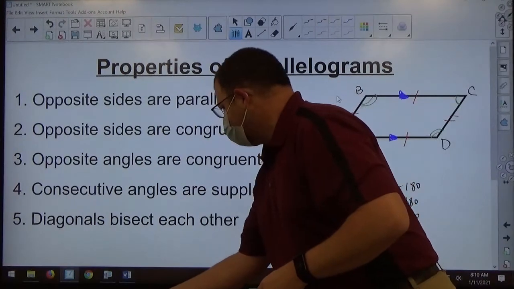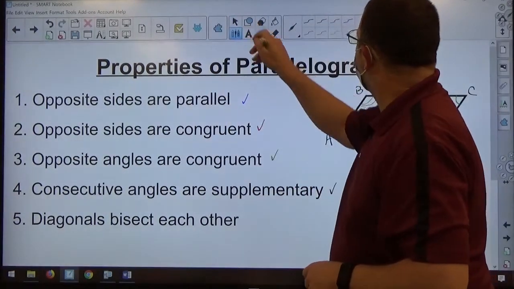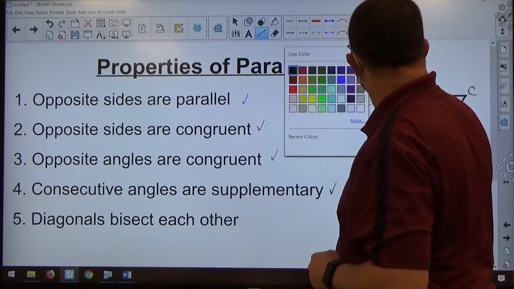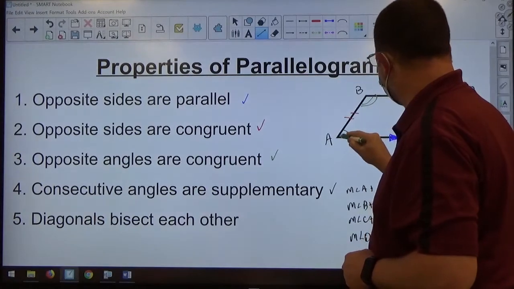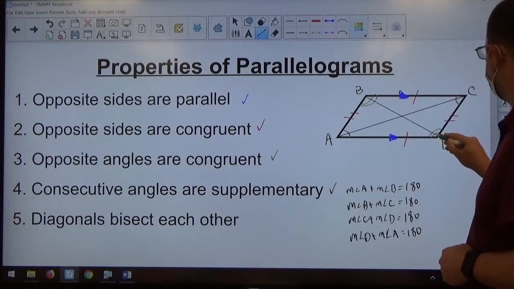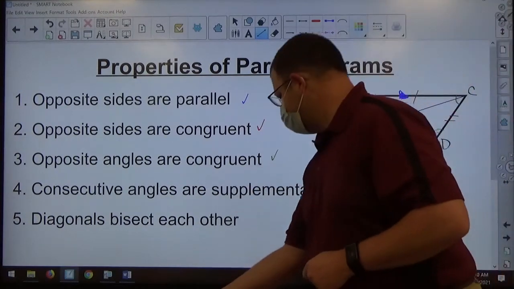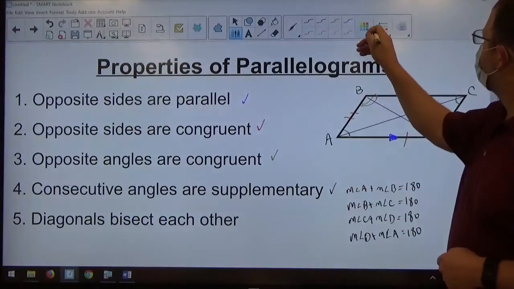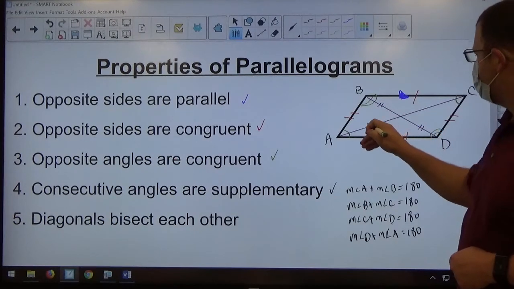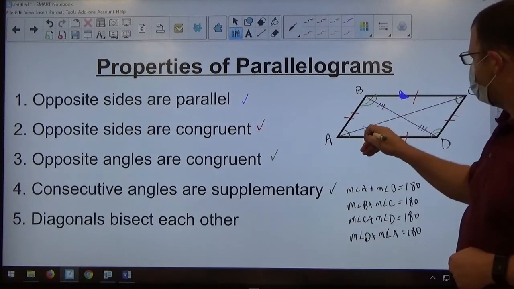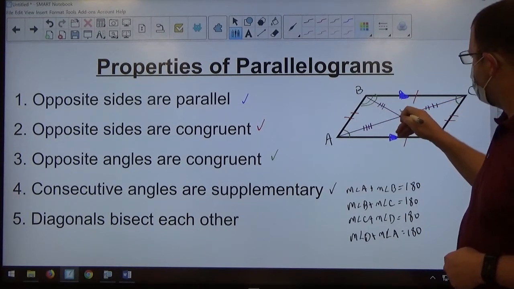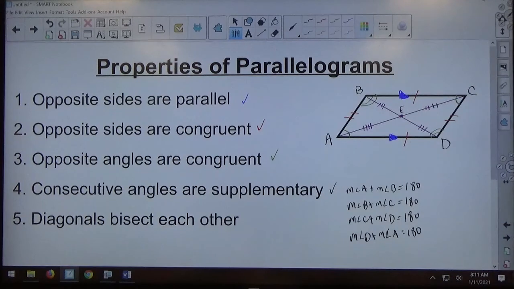And finally, the diagonals. If there are any diagonals, let's draw some diagonals in this thing. So diagonal AC and diagonal BD, those diagonals bisect each other, which means they cut each other in half. So this piece is the same as this piece, and this piece is the same as this piece. This right here is the midpoint. Let's call that E. E is the midpoint of both diagonals.